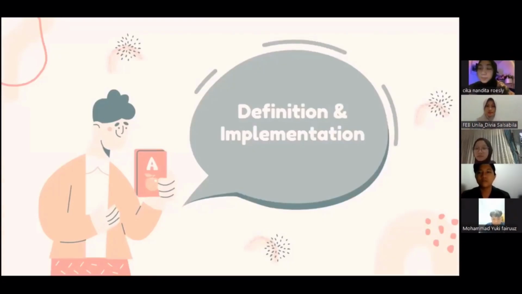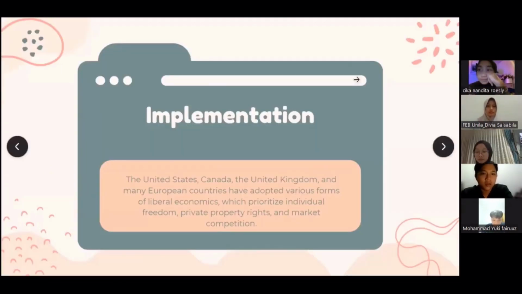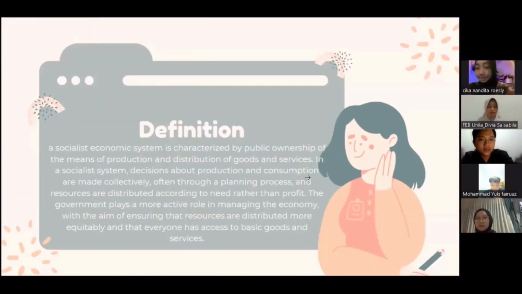Move to the first topic, definition and implementation, will be presented by Arif. Arif, you can start. Implementation. The United States, Canada, the United Kingdom, and many European countries have adopted various forms of liberal economics which prioritize individual freedom, private property rights, and market competition. And the next slide is definition.